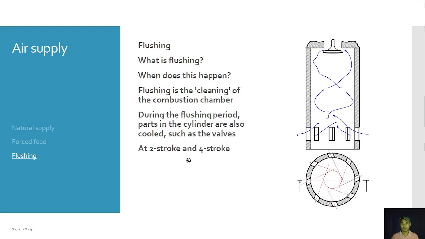So a 2-stroke and 4-stroke, this can be done for 2-stroke. So flushing is also called scavenging for 2-stroke, and for 4-stroke flushing is also known as valve overlap. Okay, and as you can see, the holes in the inlet port, so this is for the 2-stroke engine. So the inlet port is slightly angled.